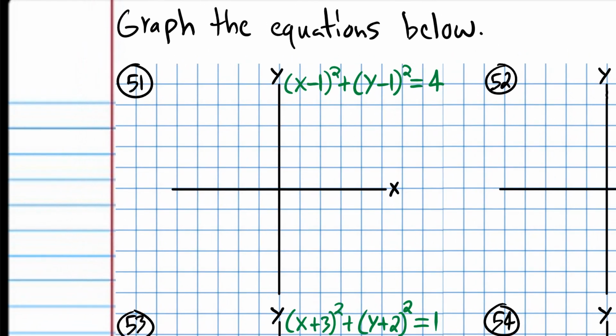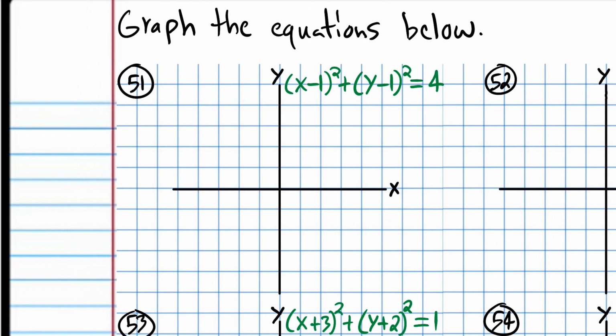I'm not really going to require you to use your compass, but now remember I mentioned twice that whatever these signs are, they change when you write the center. So we have -1, -1. You change it to +1, +1. So that would be here. And remember that this is equal to the radius squared.